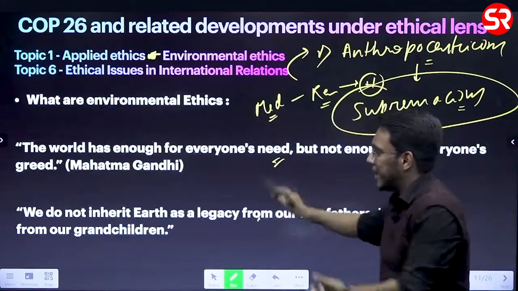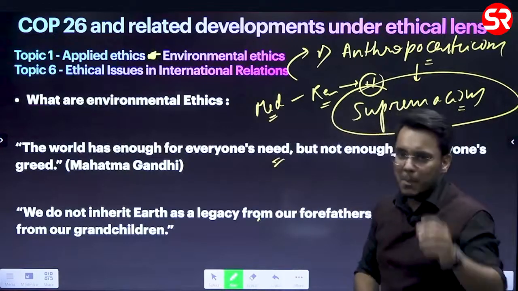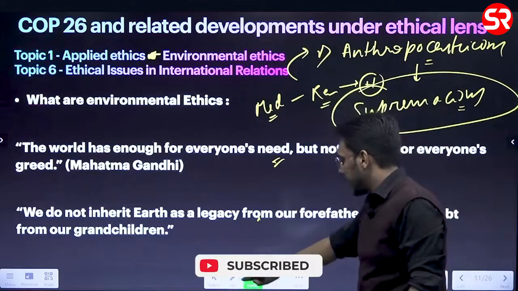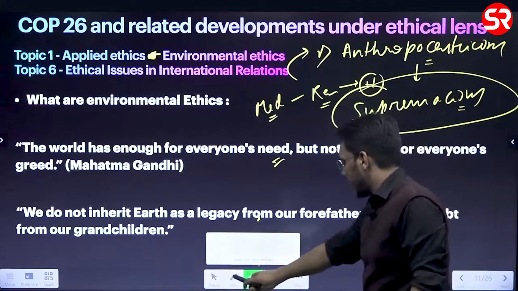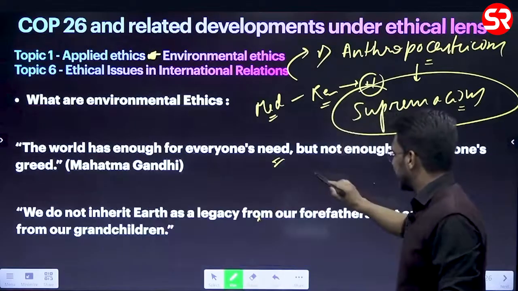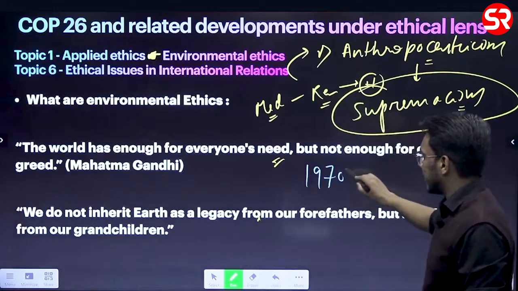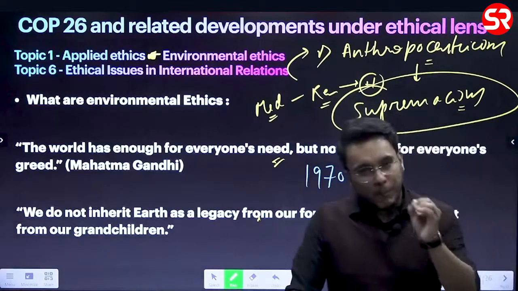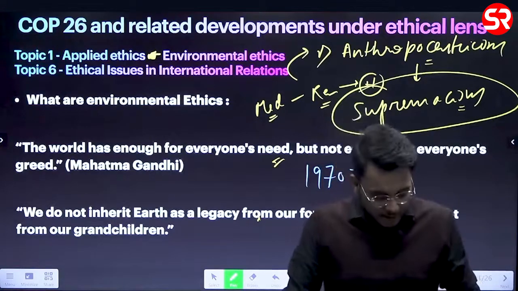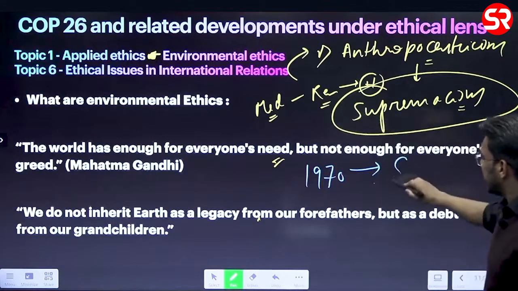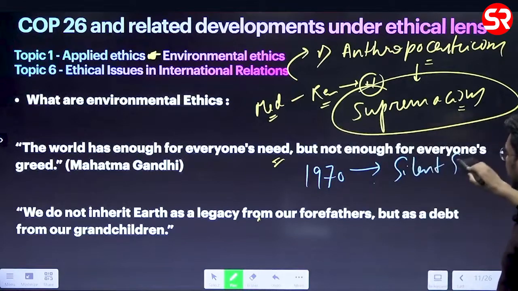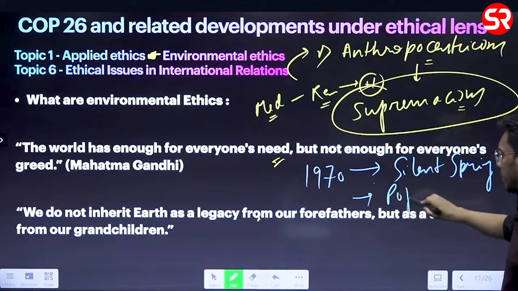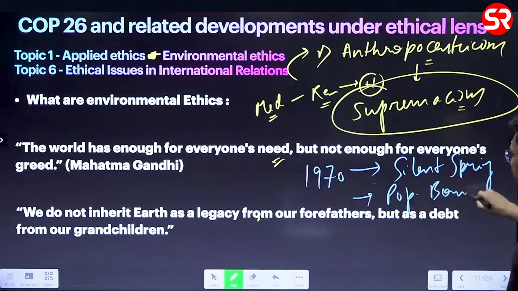Meanwhile, there were some great people who raised the issue of environmental ethics, but the awareness was not that much. However, in the 1970s, an attitudinal shift started to come. Actually, in the 1970s, two very impactful books got published: The Silent Spring, and the other was The Population Bomb. Silent Spring and the Population Bomb.